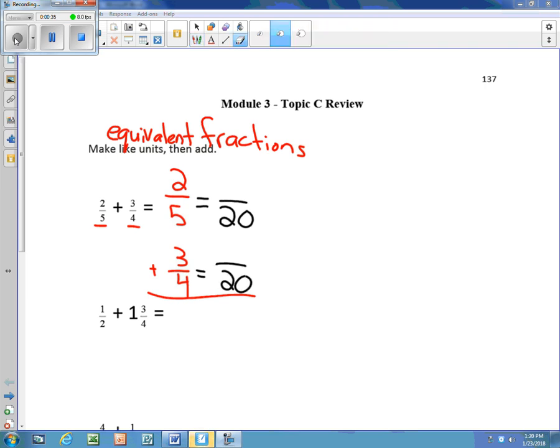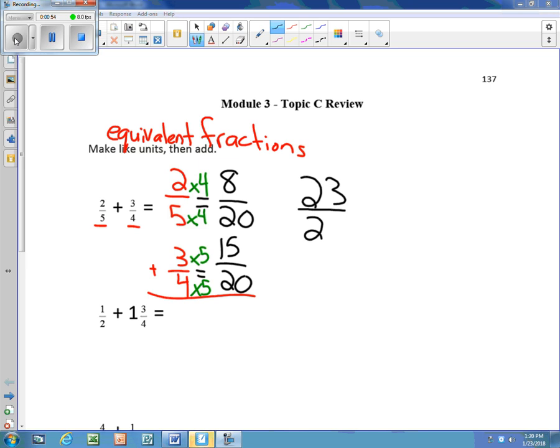And so then we figure out what's going on here, and we have 4 times 5. So 3 times 5, and up here is going to be 5 times 4, so 2 times 4. So we can fill in our numbers now. 2 times 4 is 8, 3 times 5 is 15, and when we add these together, we end up with 23/20.